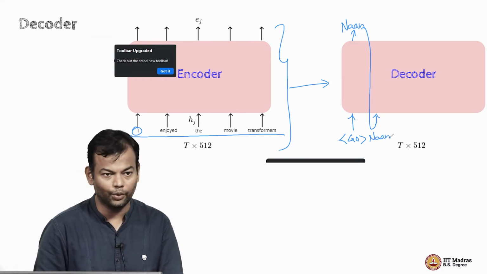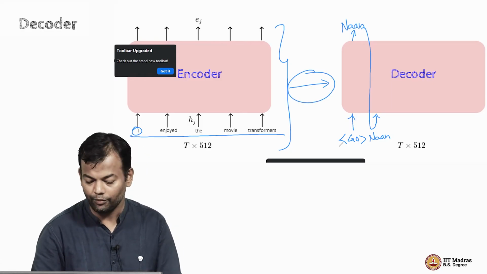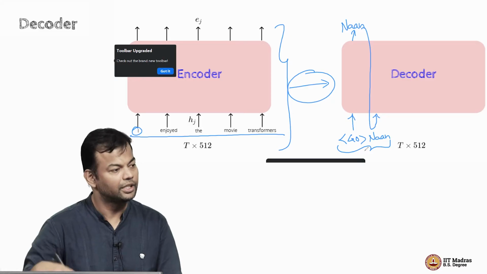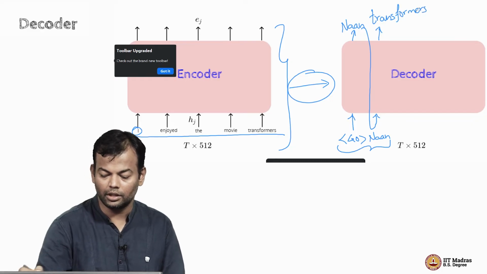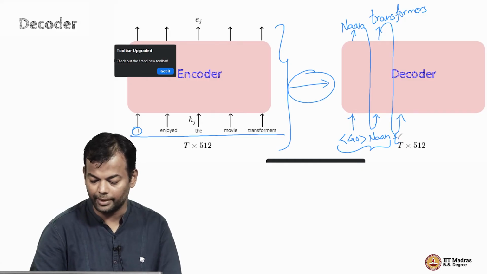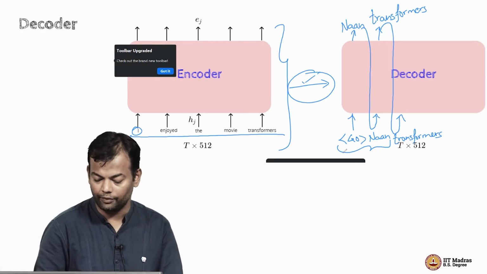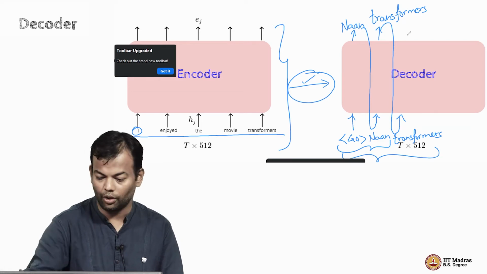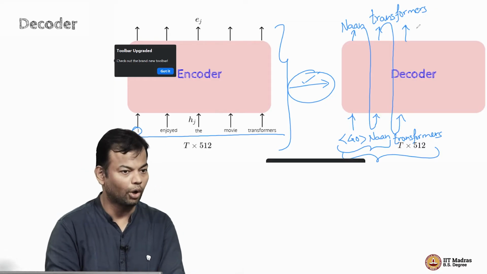What we are telling the decoder essentially is that after seeing everything that you have seen from the encoder and whatever you yourself have decoded so far, generate the next word. The next word maybe in this case would be transformers. Then once it has generated that, we again feed the transformers word back to it and continue in this fashion. So we are saying, whatever you have already seen from the encoder and whatever you have decoded so far, using all of that, generate the next word. That's how the decoder operates.